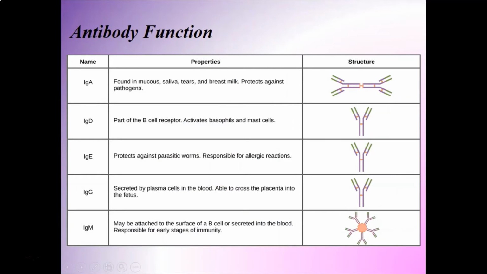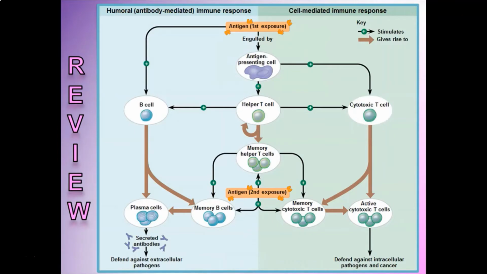Here's some more about it. So for example, immunoglobulin A, this is found in your mucus, saliva, tears, breast milk, protects against pathogens. Great. Well, immunoglobulin D, part of the B cell receptor, activates basophils and mast cells, right? Look at this one, IgE, protects against parasitic worms, responsible for allergic reactions, right? So really cool stuff here that you can read about. And antibodies are very, very cool and complex. So let's review what we've learned.